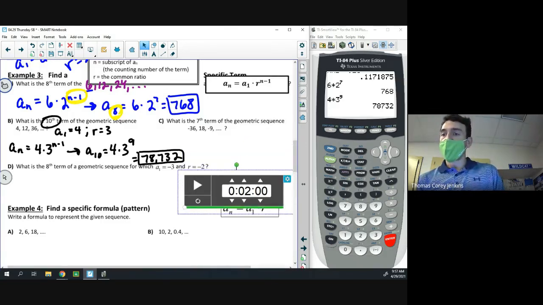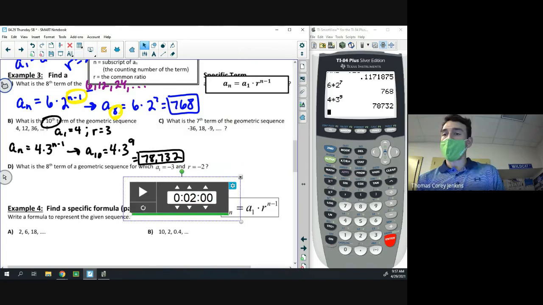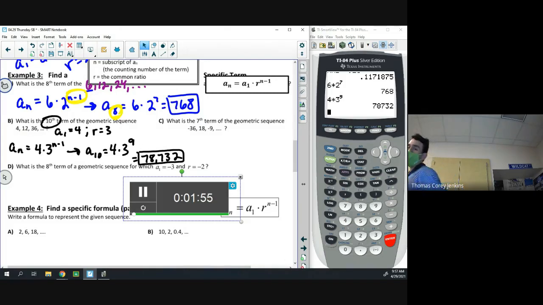Let's see. All right, so I think people at home can see everything they need to see then. On C, they list it out like a sequence. On D, they give us explicitly what's A sub 1 and what's R. And the issue you're going to run into on these is the sign. So R is negative on both of these. So just be careful with the sign. And I'll give you some tips after you try.